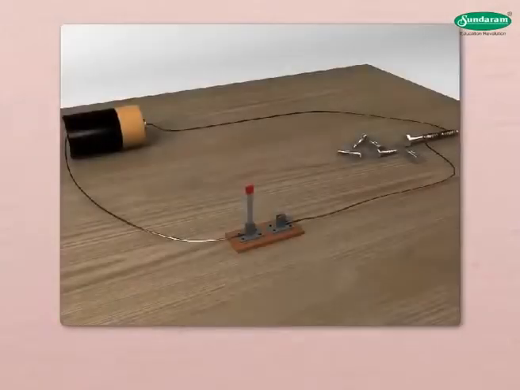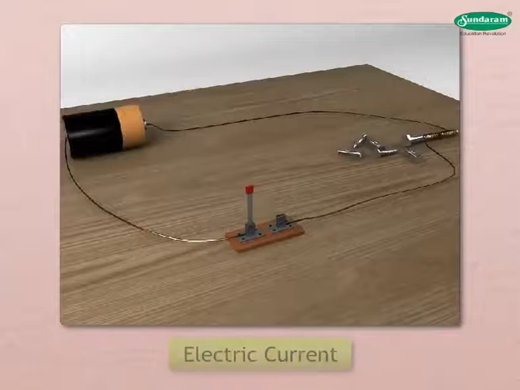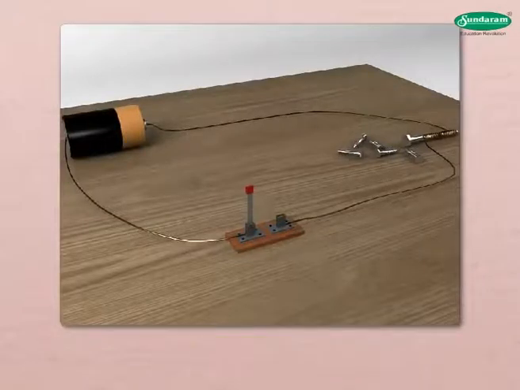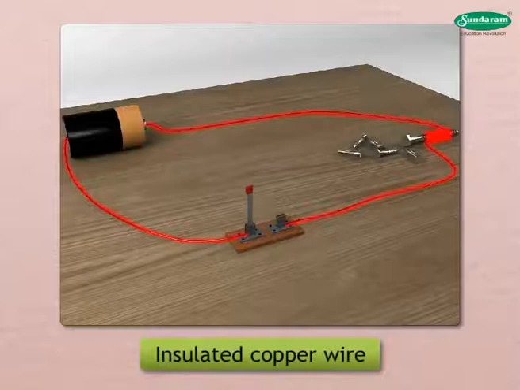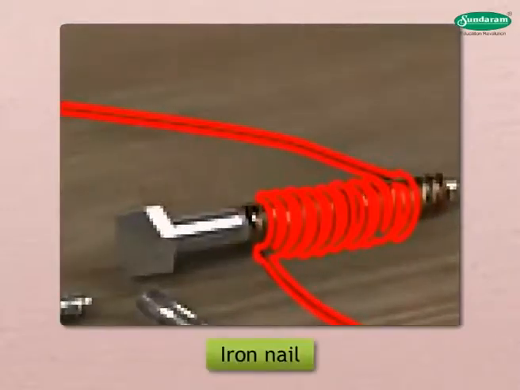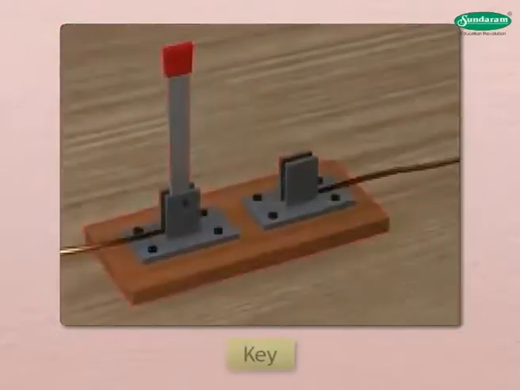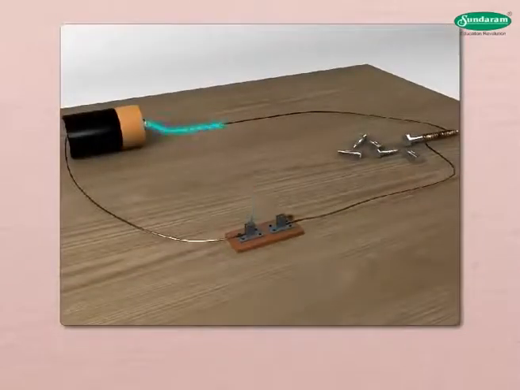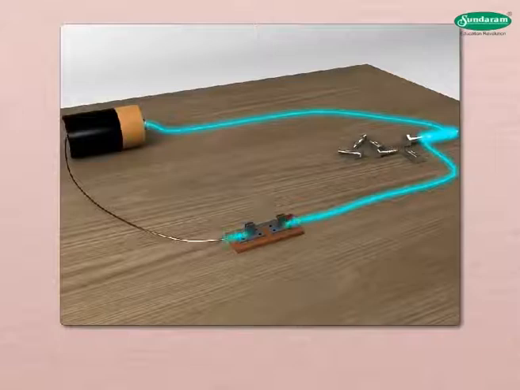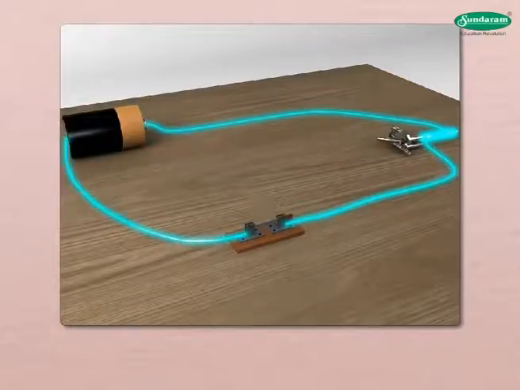Now, you are all aware that when current flows through the conductor, it starts working like a magnet. Let us do one more experiment. For this, we take a 40 to 50 centimeter length of insulated copper wire and coil it around an iron nail or screw. Connect its ends to a dry cell and include a key in the circuit. Spread some thin iron pins under the nail and then close the key. The moment the key is closed, iron pins are attracted towards the nail.